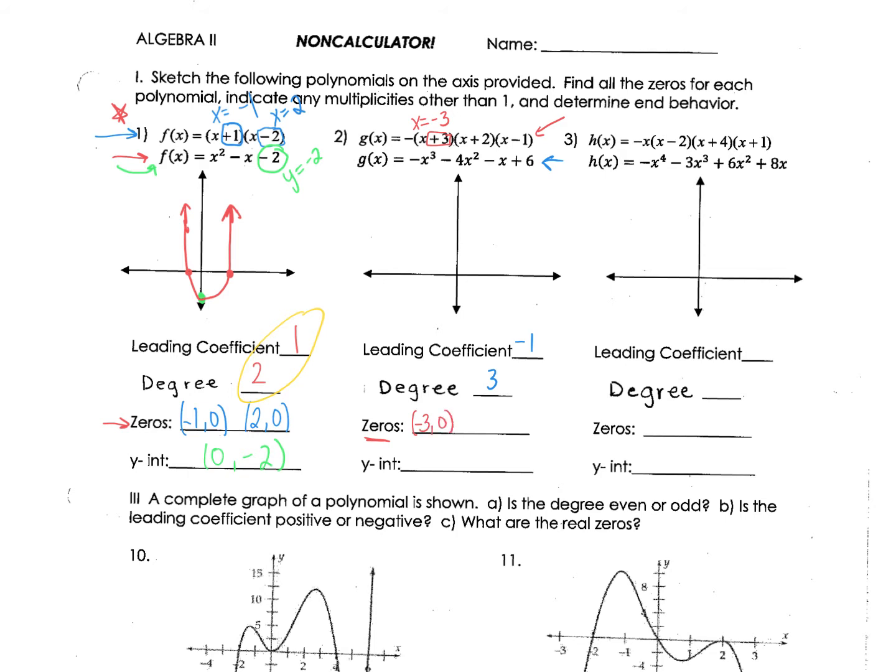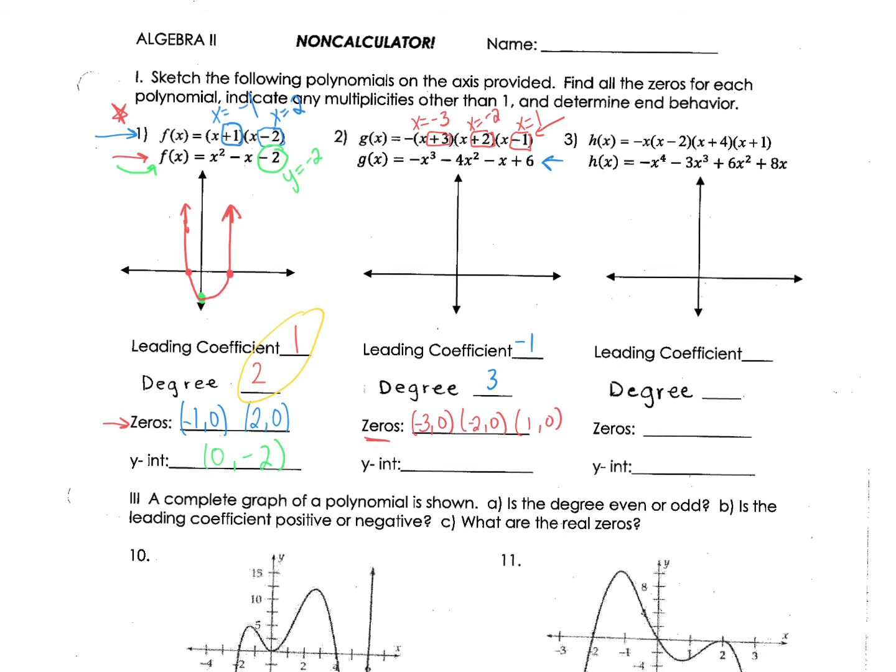Then I know that I have x plus 2, so this makes my answer x equals -2, which makes the coordinate pair -2, 0. Then lastly, I have x minus 1, which gives me the answer of x equals 1, which makes the coordinate pair 1, 0.